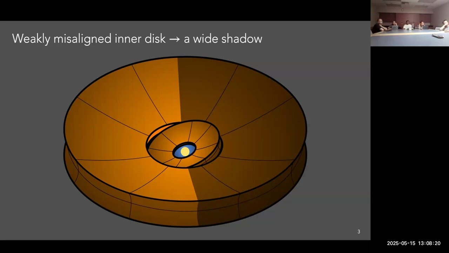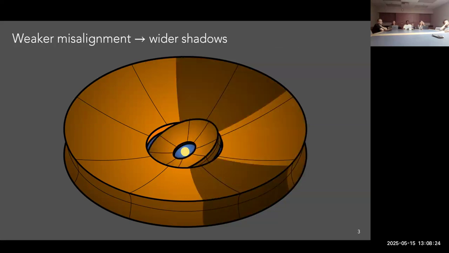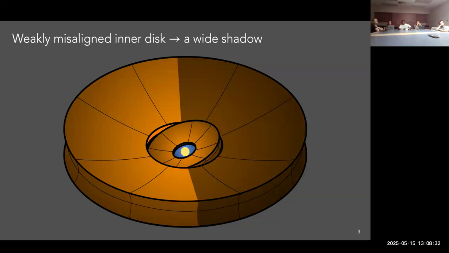Yeah, so that's the idea: if you have a misaligned component, depending on the misalignment angle, you can have a different width of shadows on the disk surface. You can cover basically from narrow lanes to half the disk. And of course, you can play this game for multiple misalignments.